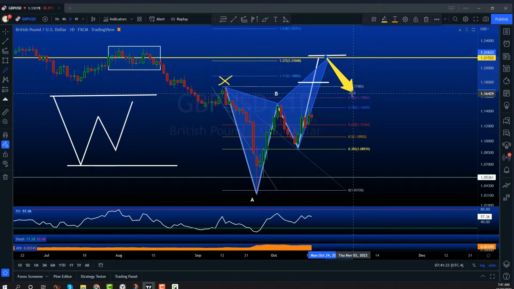Also, could you show me an example entry for a breakout pattern? Sure. So this would be a breakout pattern right here.